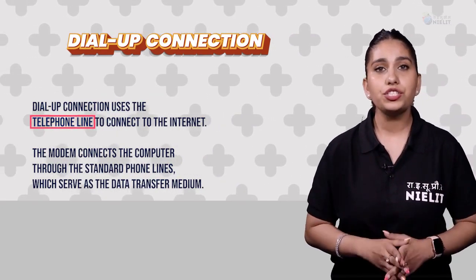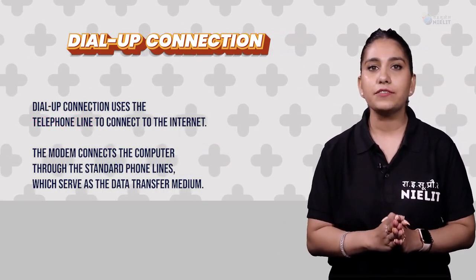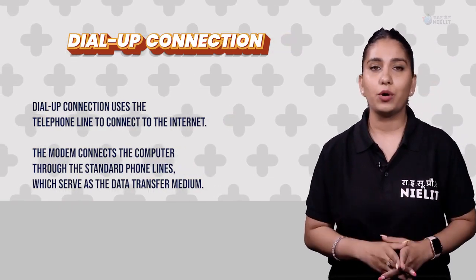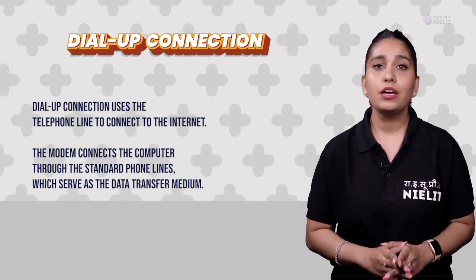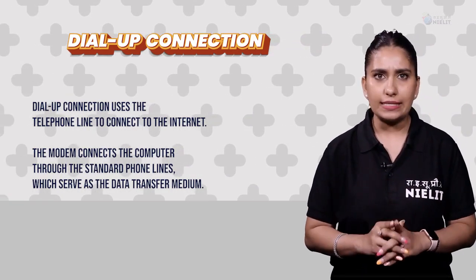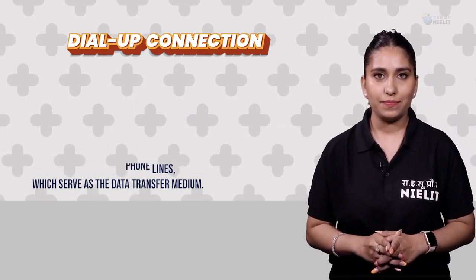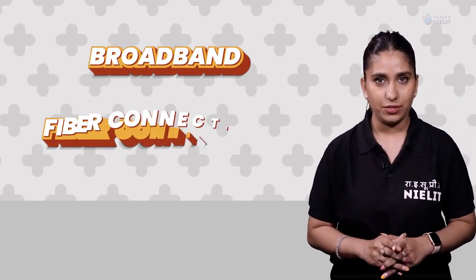When a user initiates a dial-up connection, the modem dials a phone number of an internet service provider, which is the ISP, that is designated to receive dial-up calls. The ISP then establishes the connection, which usually takes about 10 seconds and is accompanied by several beeping and buzzing sounds. So this was used back in time and now has been replaced by broadband and fiber connections.